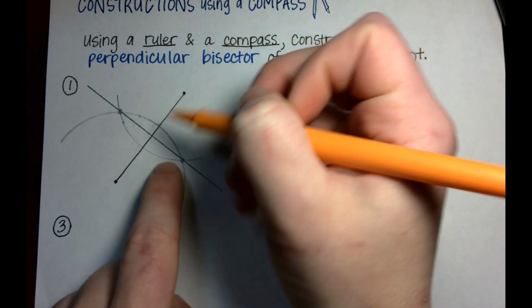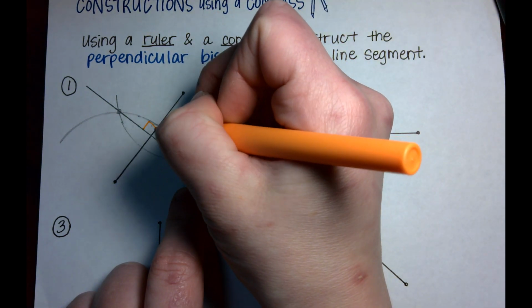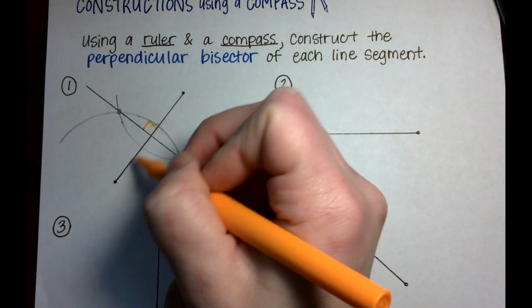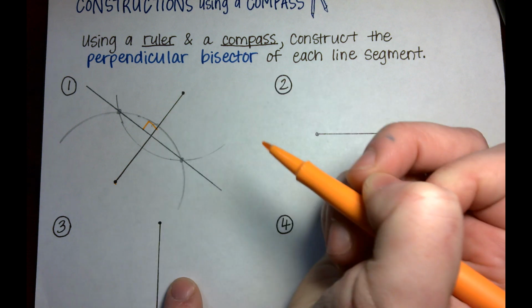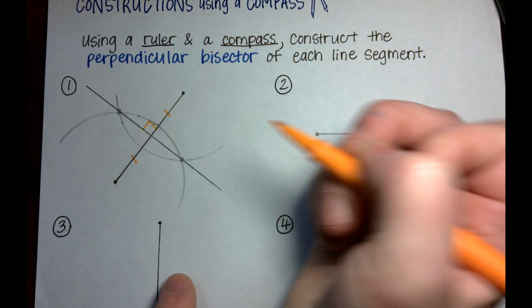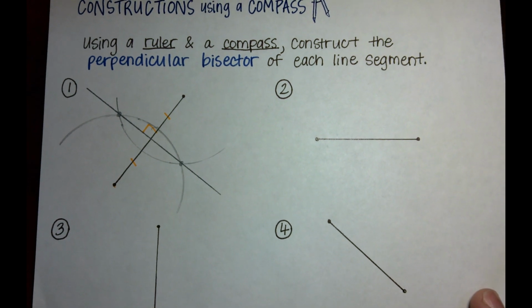We need to show that this is 90 degrees, and so to do that, we're going to put a little box in there. And then we're showing that these line segments from here to the middle, from the middle to here, are the same length. So to do that, we put little inch marks, little tick marks. And that's it. Just those two things. All right. Let's tick, tick, tick, tick, tick. Very nice. Okay, let's try number 2.